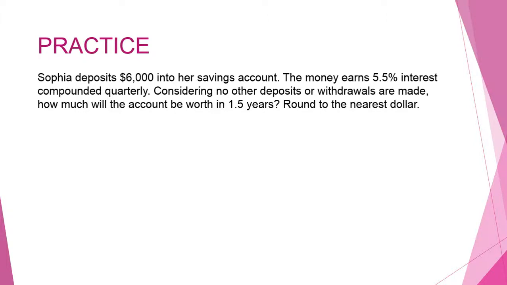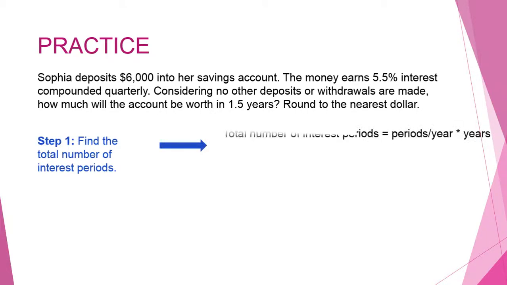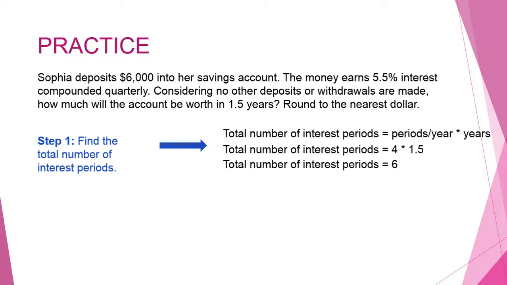So first step, as mentioned in the previous slide, is to find the total number of interest periods. We are going to use this formula. The total number of interest periods would be periods per year times how many years there are. Keep in mind that the money is compounded quarterly. So quarterly is 4 times per year, and it is in 1.5 years. So there should be a total of 6 periods within the 1.5 years.